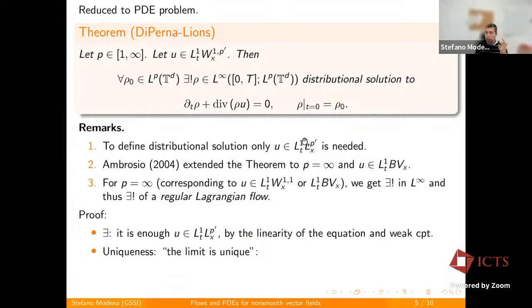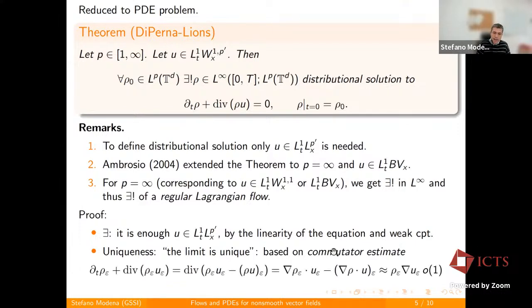And cheating a little bit, we can say that existence we get by compactness, so by subsequences. And uniqueness would, morally speaking, mean that we can show that every subsequence has the same limit. I'm cheating a little bit, but morally speaking, that's essentially it. And then how do you show that this limit is unique? Well, the proof is based on a commutator estimate, which runs as follows.